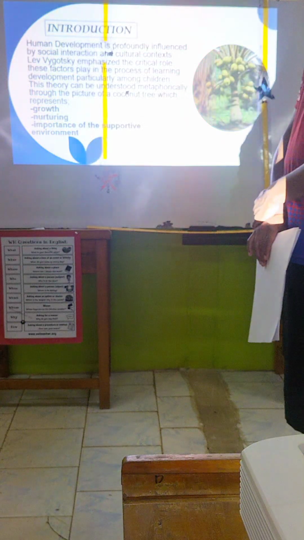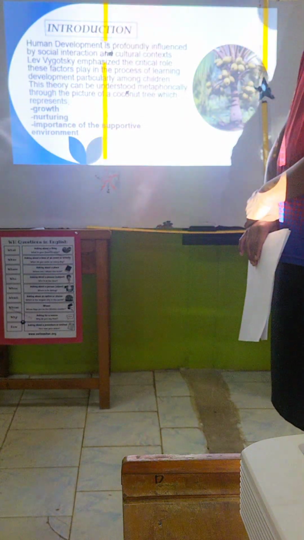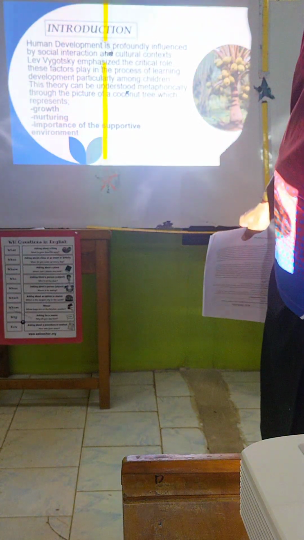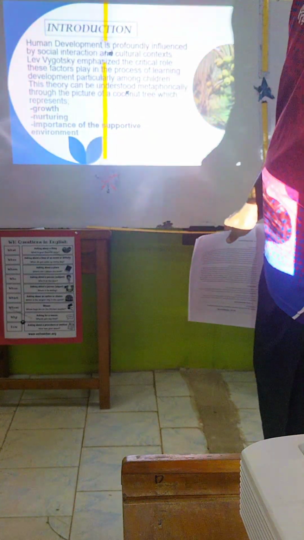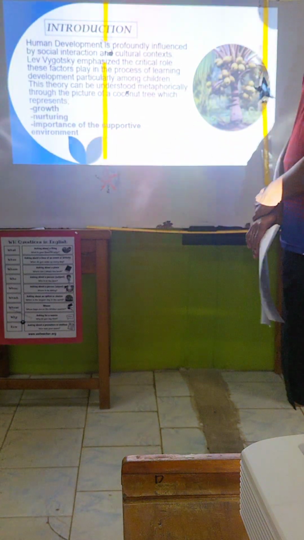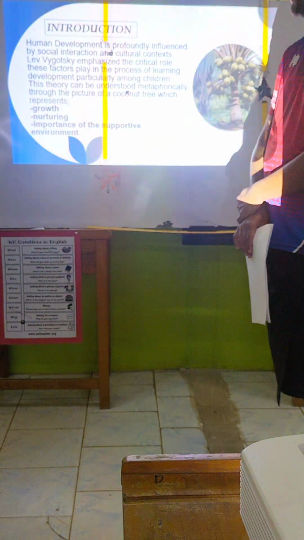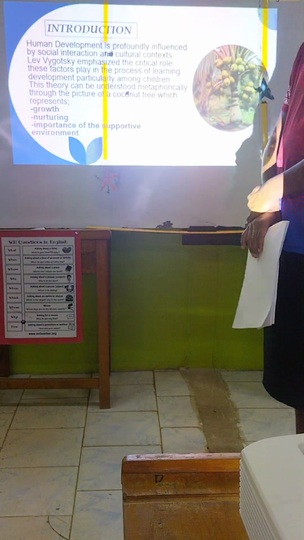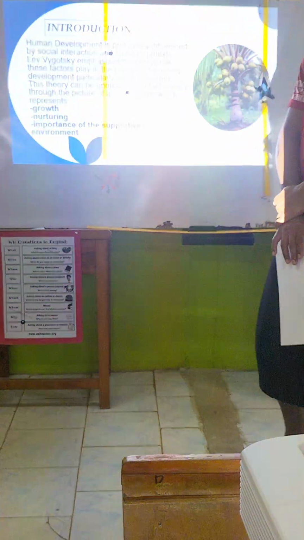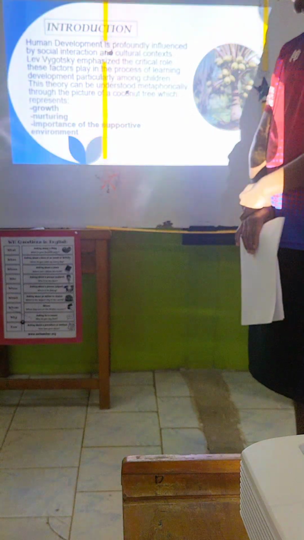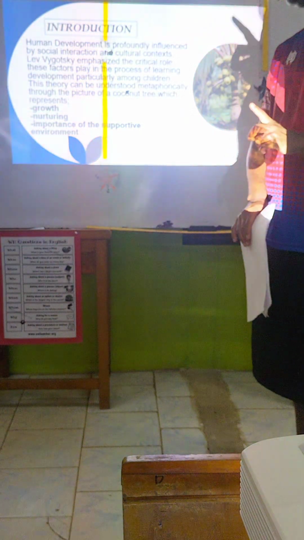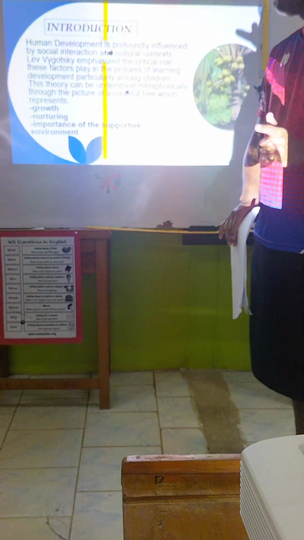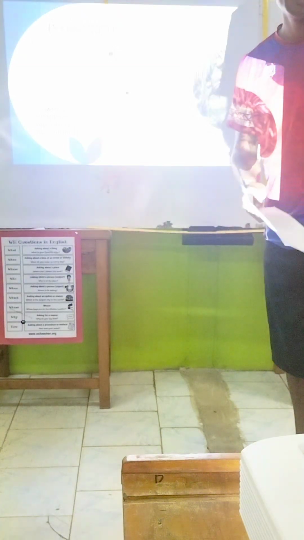Okay, our introduction. Human development is profoundly influenced by social interaction and cultural context. Lev Vygotsky emphasized the critical role these factors play in the process of learning and development, particularly among children. So, this theory can be understood metaphorically through the picture of a coconut tree, which represents number 1, growth, number 2, nurturing, and number 3, the importance of a supportive environment.